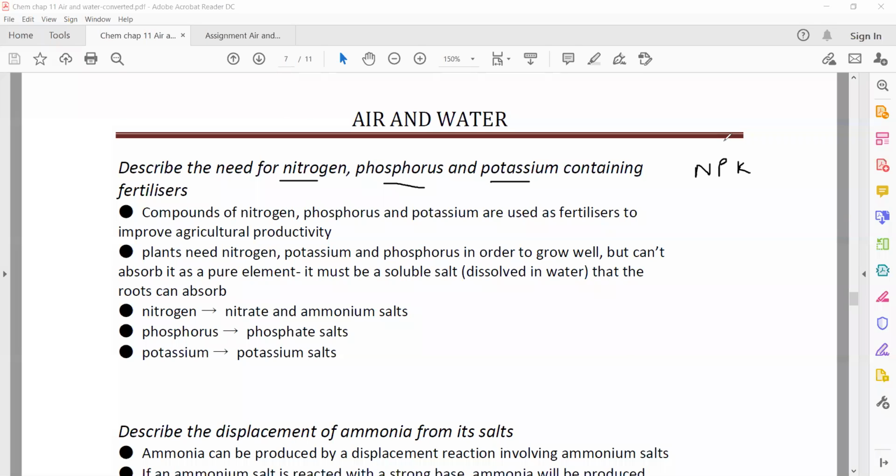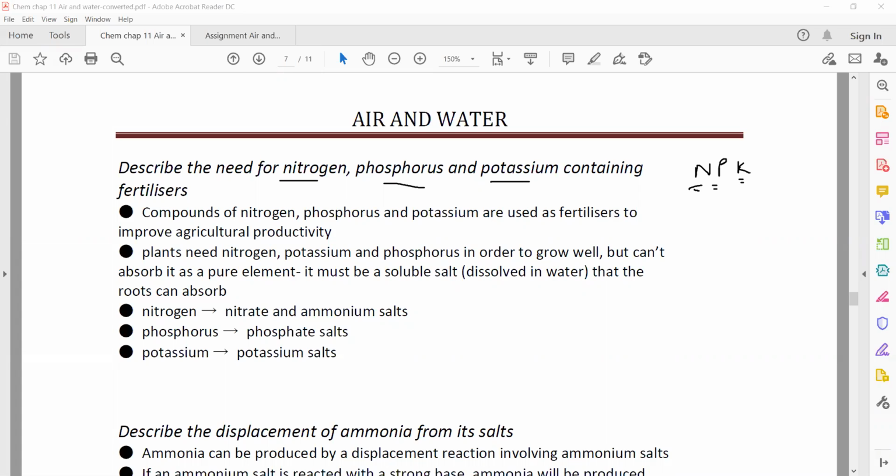To improve agricultural productivity, we use these fertilizers. What's the purpose of the nitrogen? It's for the better growth of the plant. Phosphorus is for the root system, and potassium is for fruits and flowers.